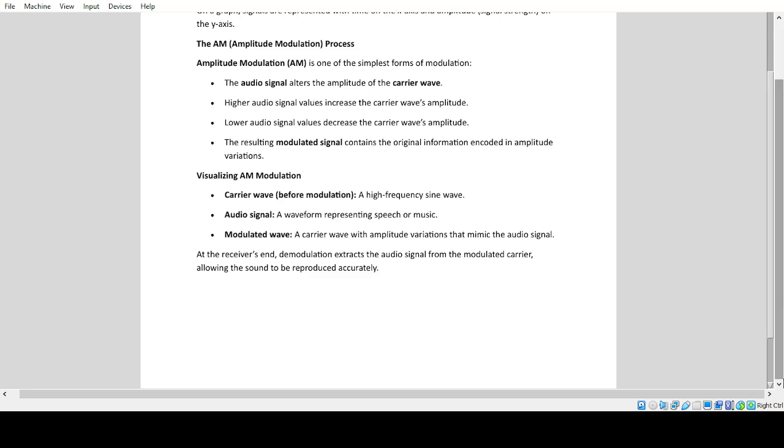Visualizing AM modulation. Carrier wave, before modulation, a high-frequency sine wave. Audio signal, a waveform representing speech or music. Modulated wave, a carrier wave with amplitude variations that mimic the audio signal. At the receiver's end, demodulation extracts the audio signal from the modulated carrier, allowing the sound to be reproduced accurately.